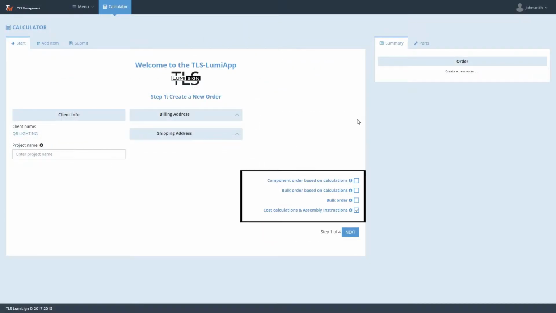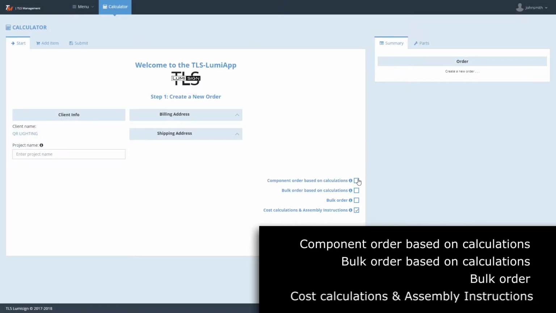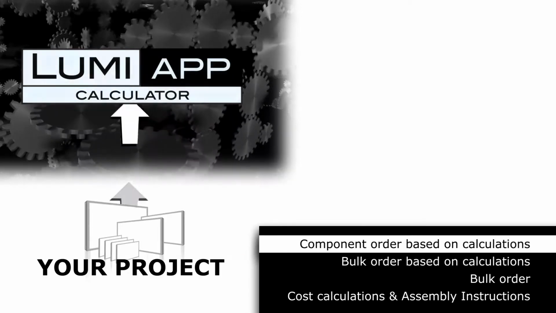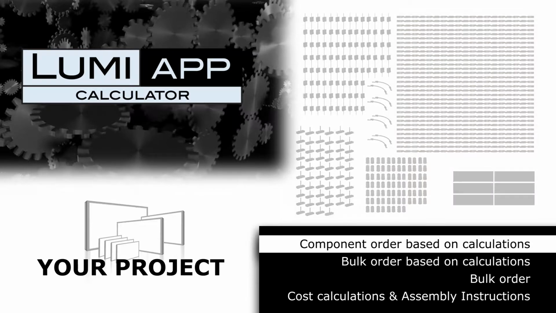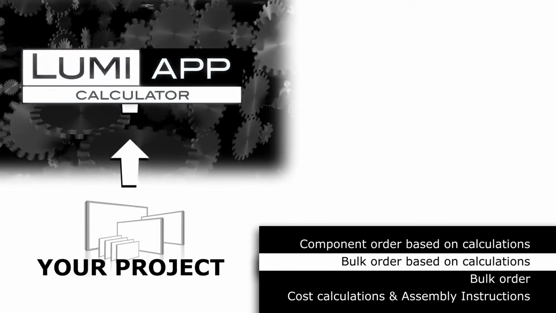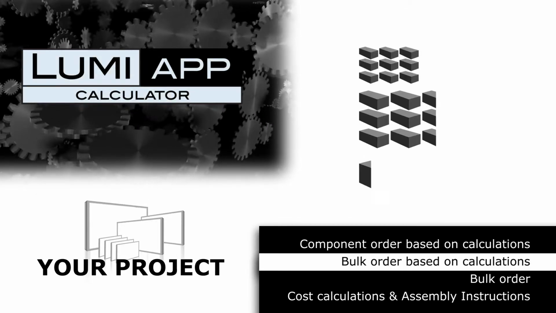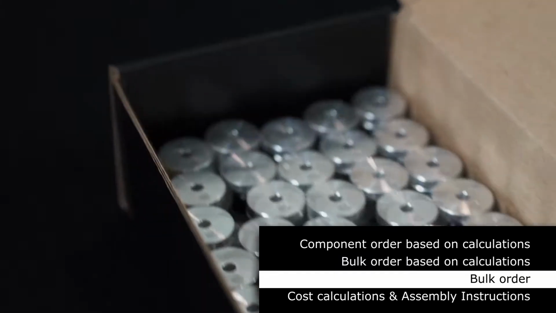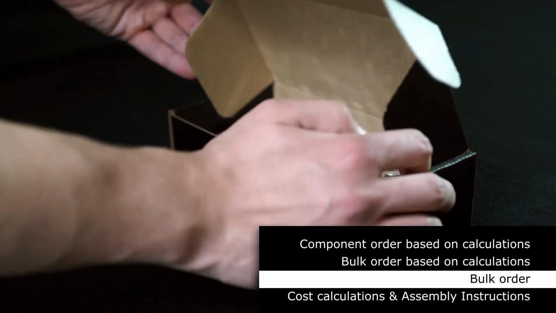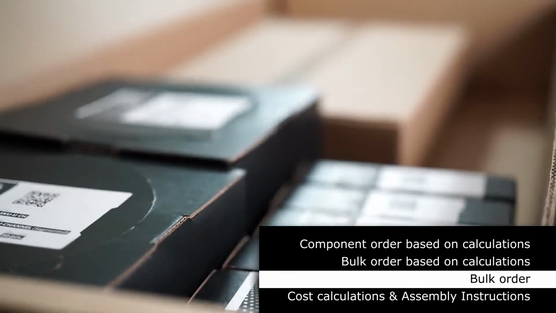The LumiApp has 4 ordering types. A component calculated order ships only the number of parts the LumiApp determines your project requires. A bulk calculated order saves you money per component, as your project is calculated using bulk box sets rather than single components. You can order in bulk components we offer without needing to enter a project to be calculated.